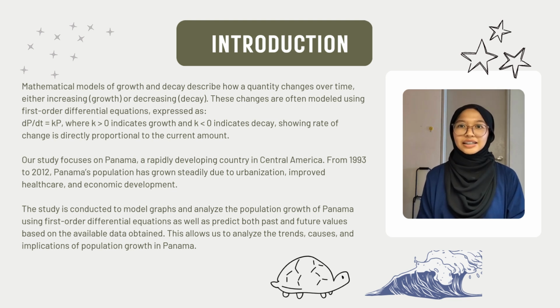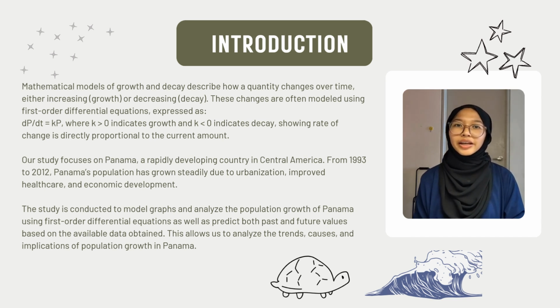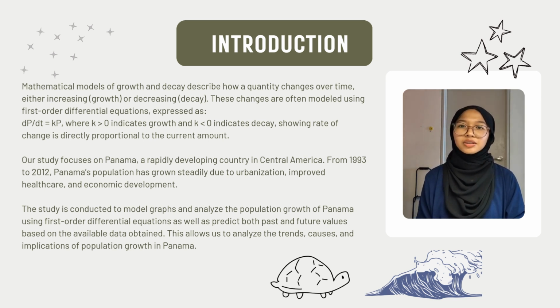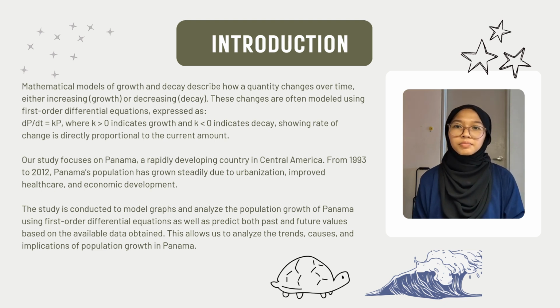Mathematical models of growth and decay describe how a quantity changes over time, either increasing or decreasing. These changes are often modeled using a first-order differential equation expressed as dP/dt = kP, where k larger than 0 indicates growth and k smaller than 0 indicates decay, showing the rate of change is directly proportional to the current amount.